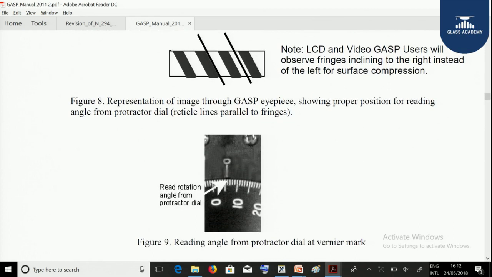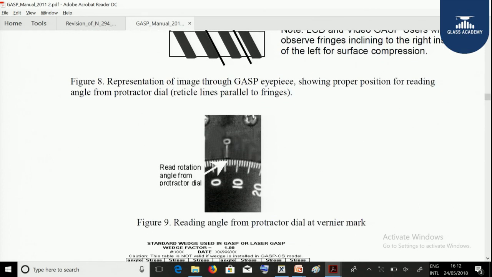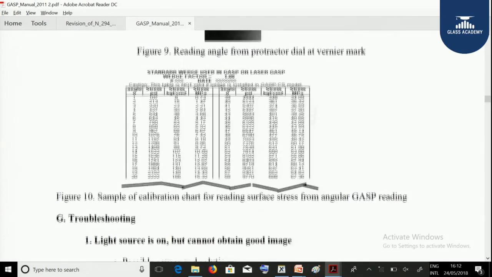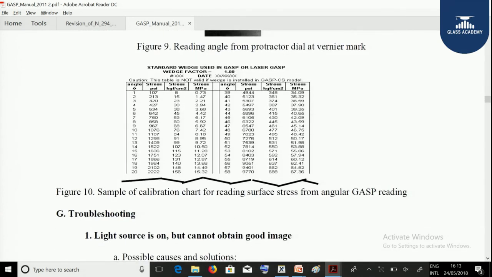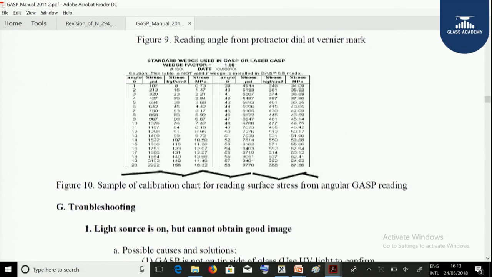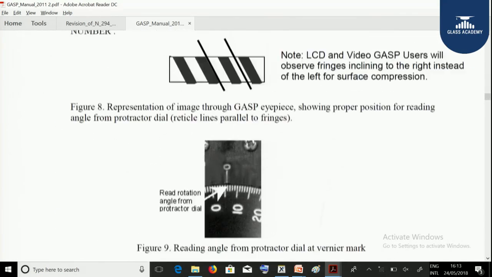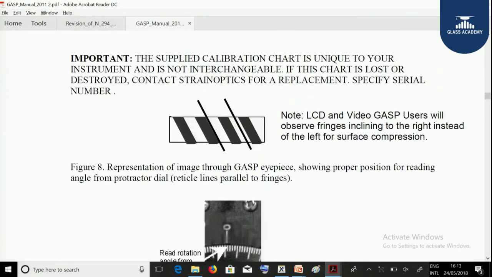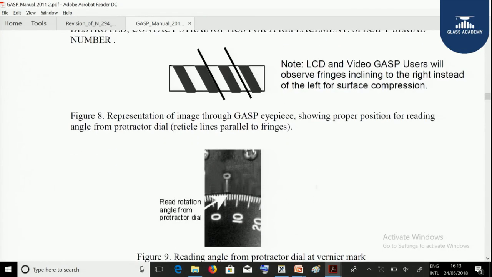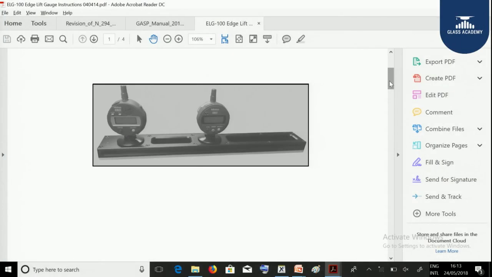Where your lines are parallelly matching, that reading we need to identify in the protector, and we will have an equivalent protector dial versus this angle. You can see here the stress value, the angle compared to the stress value. Suppose, for example, you are getting a stress value of 58, the equivalent stress will be 67.36 MPa. So this is how you are going to measure the stress levels in the tempered or heat strengthened or annealed glass. Now we will be understanding how to measure the edge lift in the glass.